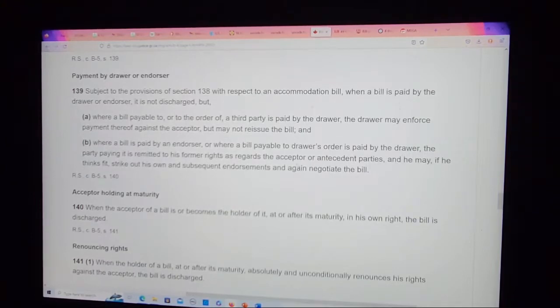Payment by drawer or endorser. 139. Subject to the provisions of section 138 with respect to the accommodation bill, when a bill is paid by the drawer or endorser, it is not discharged, but A, where a bill payable to or to the order of a third party is paid by the drawer, he may enforce payment thereof against the acceptor, but may not reissue the bill.